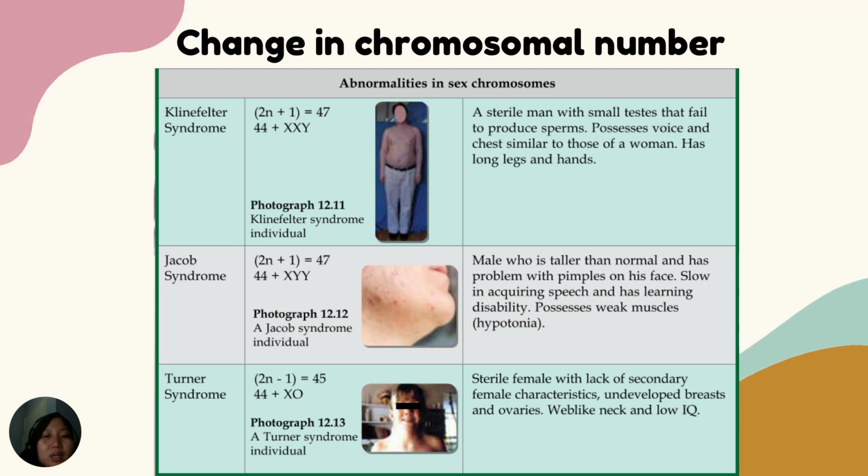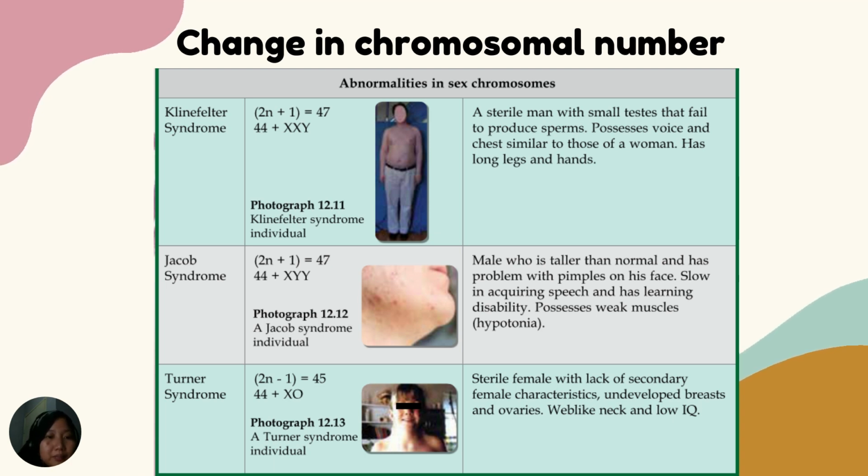They are taller than a normal male should be, have problems with pimples on the face, slow acquisition of speech, learning disabilities, and weak muscles, which is hypotonia. All right, so we don't judge people who have pimples and say they have Jacob syndrome. No, like I said before, it must be proven in a lab procedure.